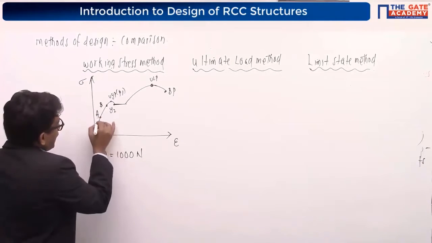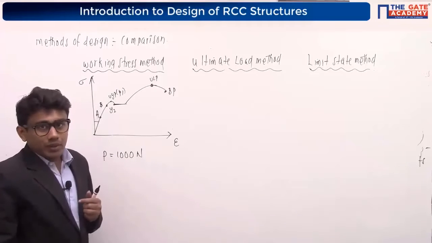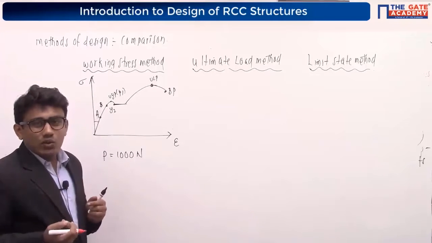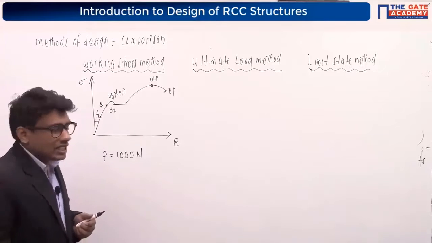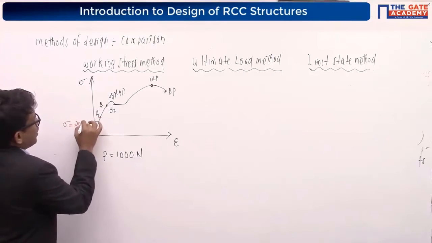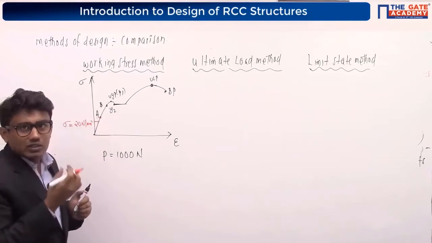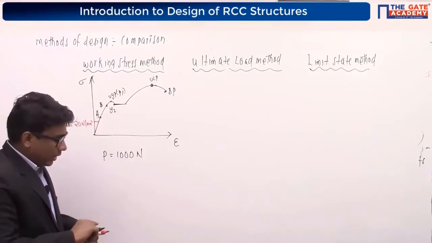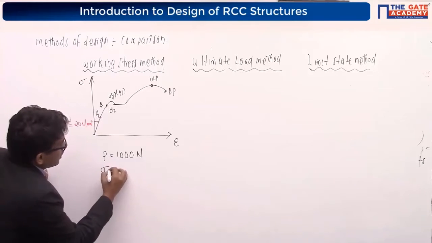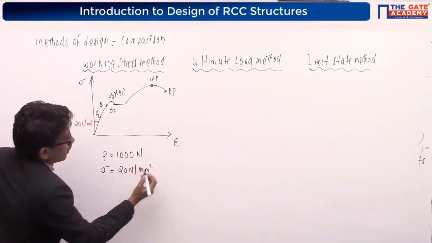Right now, I am going to consider one stress value which is within the linear elastic portion. I am going to consider a stress value which is within the linear elastic portion. Or I am going to suppose that the stress value here I am going to get is 20 Newton per mm square, which is within the elastic limit. So I am going to consider the stress here is 20 Newton per mm square.